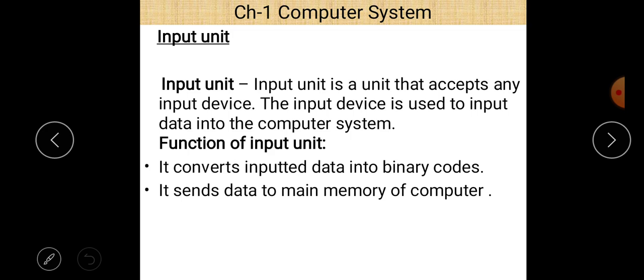There are two basic functions of an input unit. First of all, it converts the inputted data into binary codes, and second, it sends data to the main memory of the computer. So we can say that the input unit not only accepts the data but also converts the data into binary form, and finally it sends data to the main memory of a computer system. Main memory means the primary memory of a computer system.